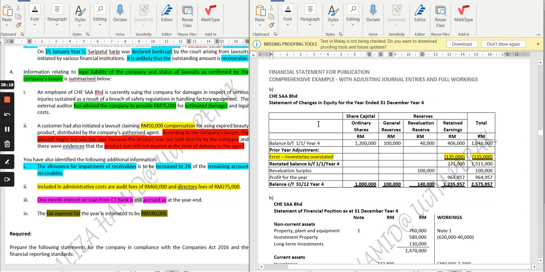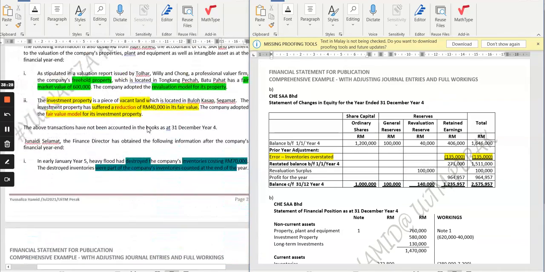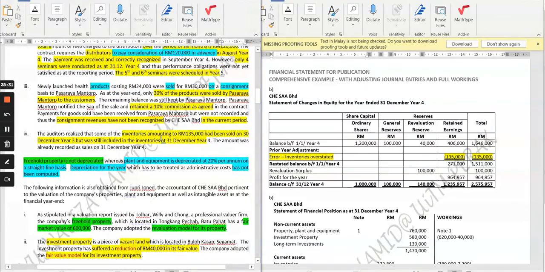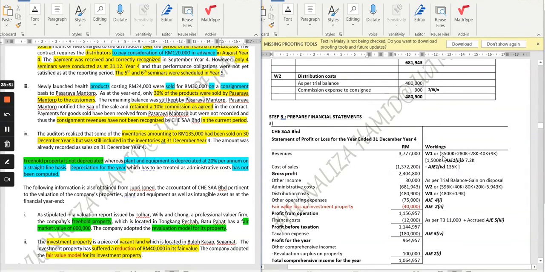Your statement of changes in equity. Take note of the prior year adjustment of 135,000. Remember this 135,000 here. This one, yeah, the prior year error. So there was a prior year adjustment. You go and reduce your equity balance, retained earnings, right? And that was also affecting your cost of sale just now. So if you check the cost of sale, that is also available here, 135. Go and check this part.